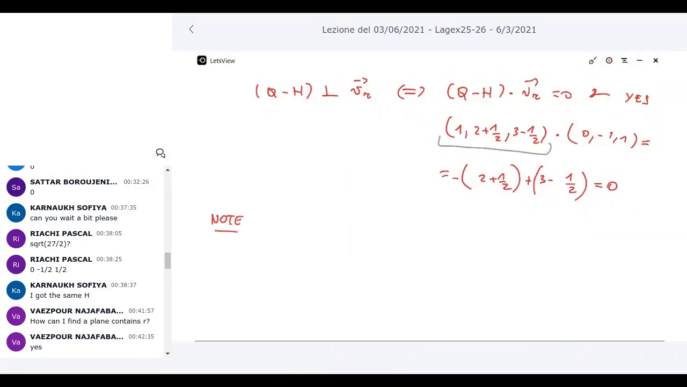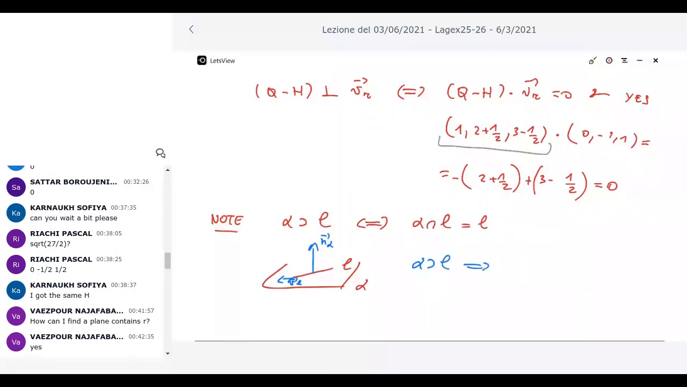So a plane alpha contains a line L if and only if the intersection is the line itself. For example, what is necessary is that the direction vector of the line and the normal vector of the plane are orthogonal. That's not enough, because that would mean just parallel, but then they could have an intersection point.